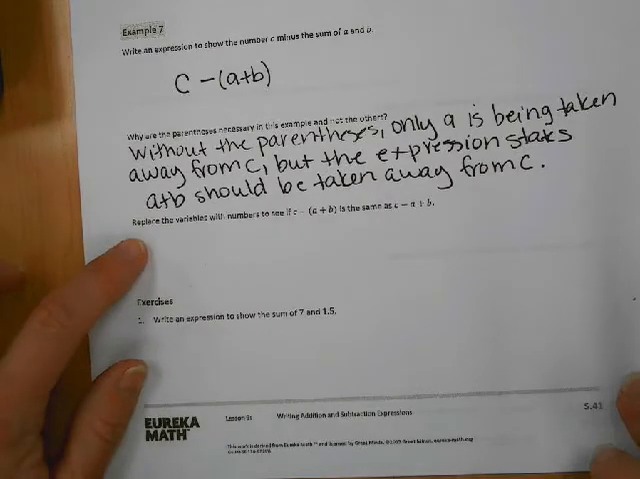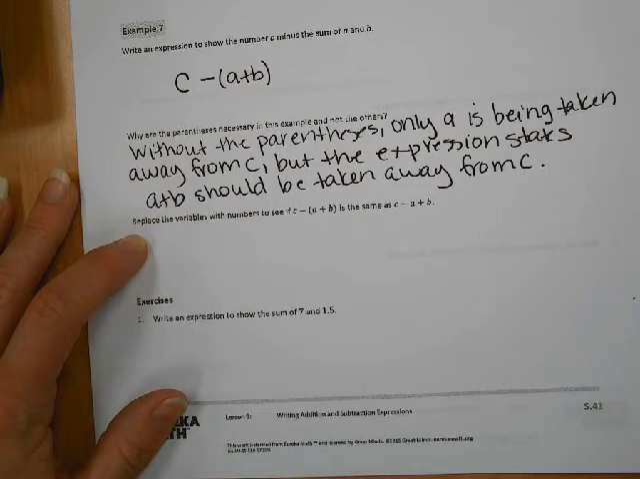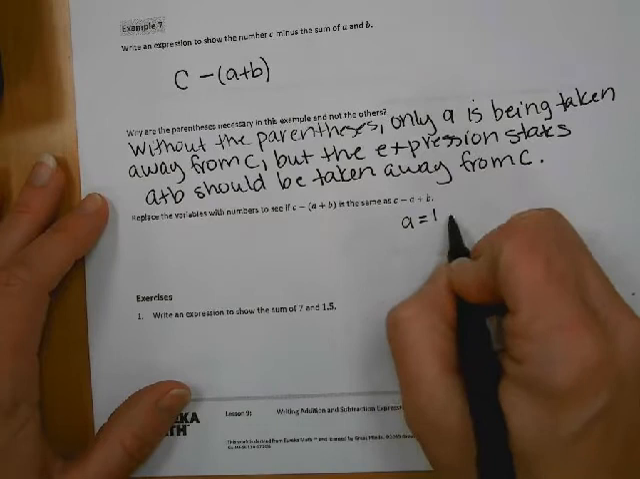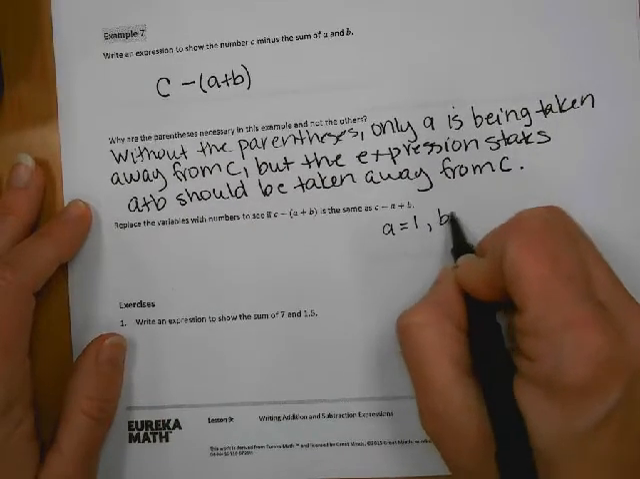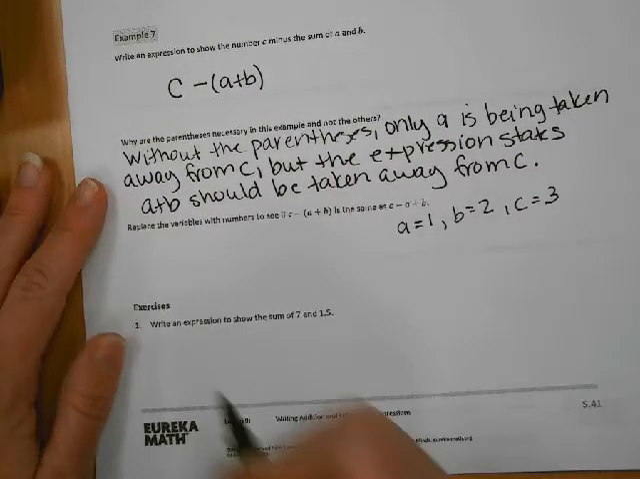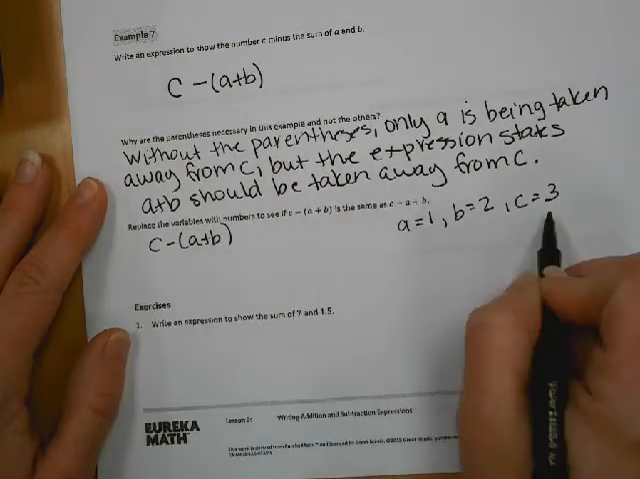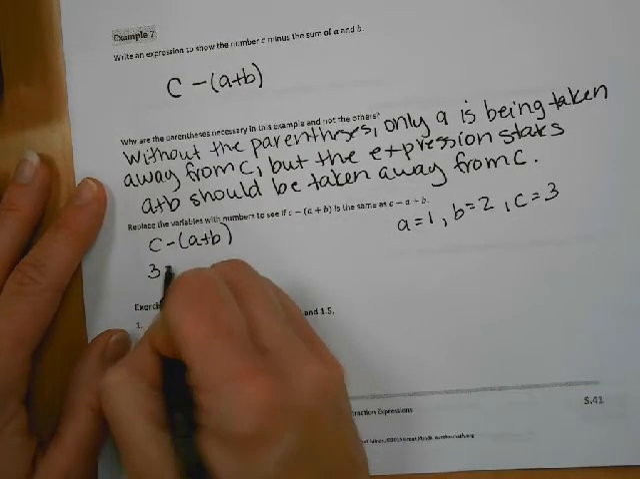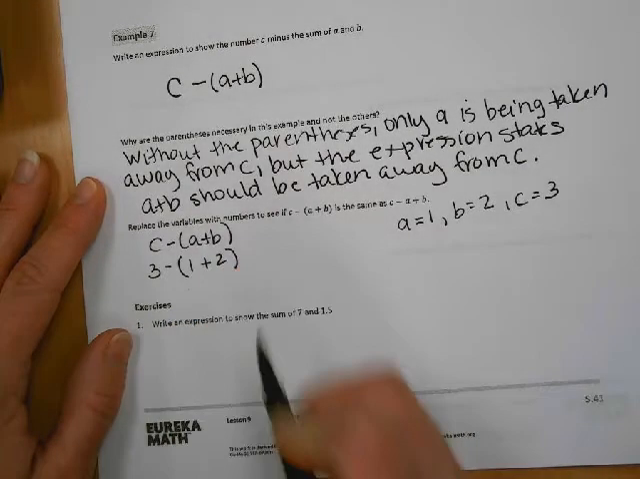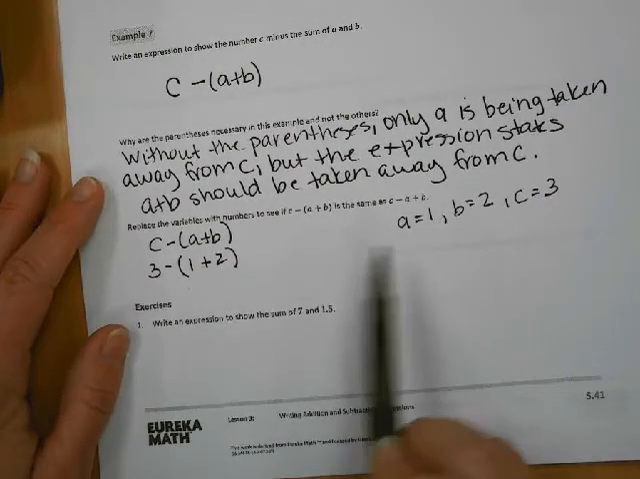Replace the variables with numbers to see if c minus (a plus b) is the same as c minus a plus b. So now we get to add some numbers in. Let's say that a is going to equal 1, b is going to equal 2, and c is going to equal 3. So we just replace the letters with those numbers. If I have c minus (a plus b), I'm going to put 3 minus, my a is 1, plus my b is 2. So all I did was replace the variables with the numbers that we decided on.